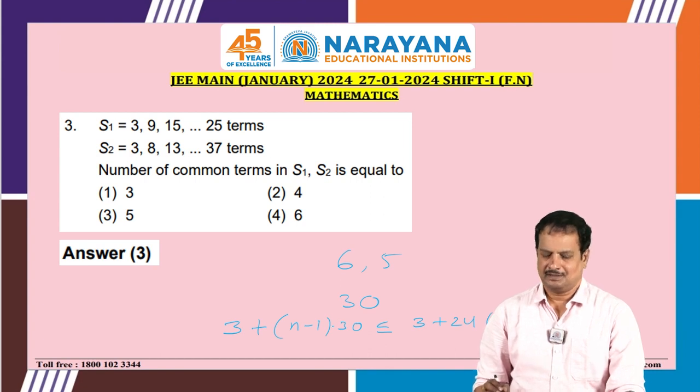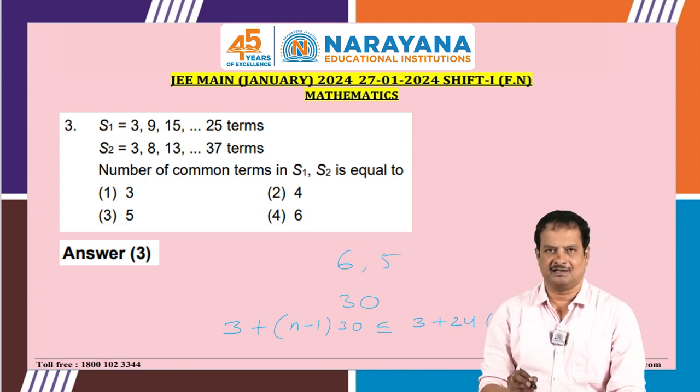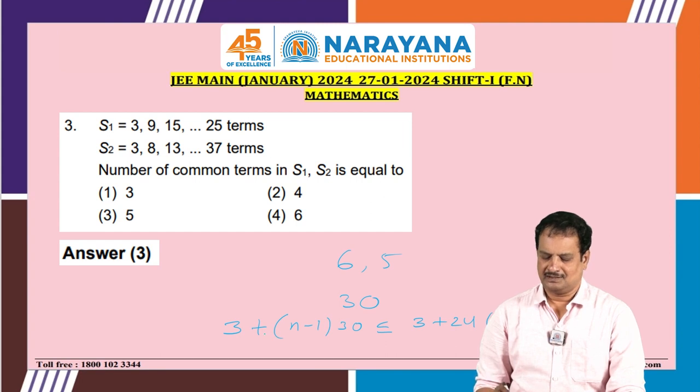Similarly, the same process we can follow for the second one also. What I mean is the nth term of the common terms should not exceed the 37th term of the second series. So obviously n is the intersection of these two.